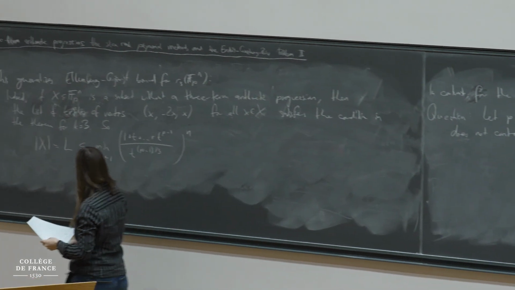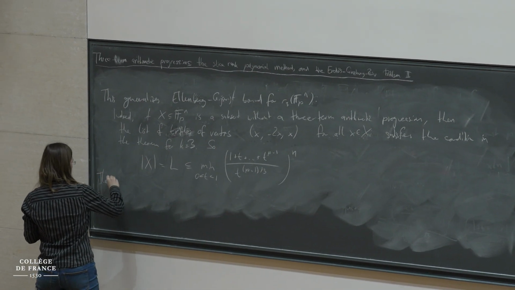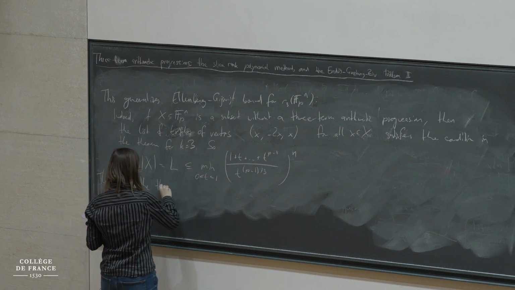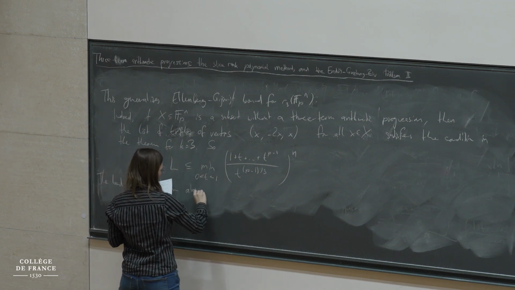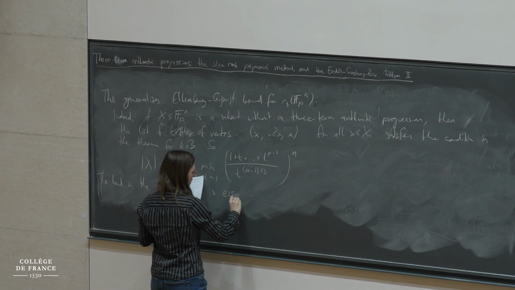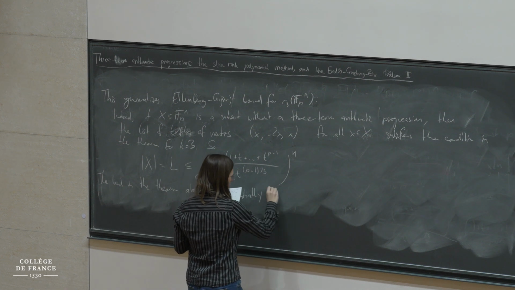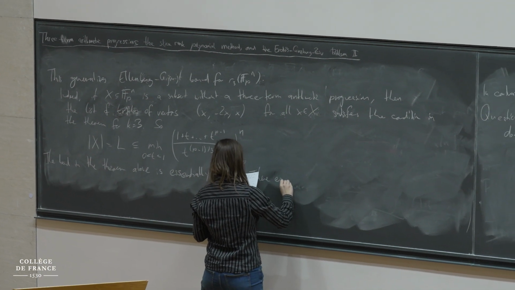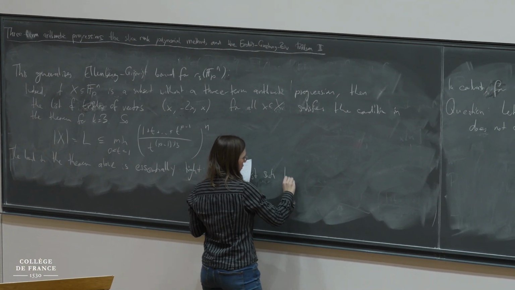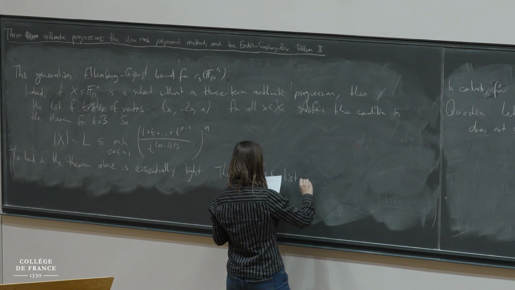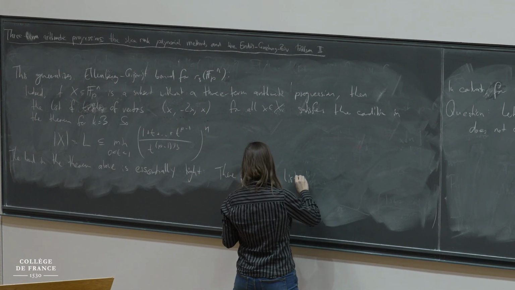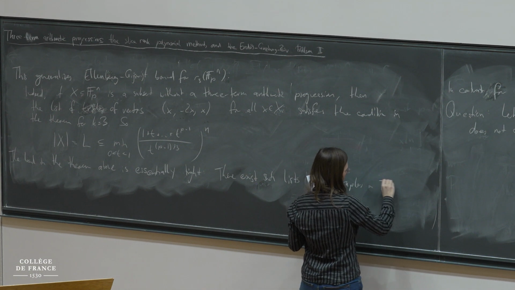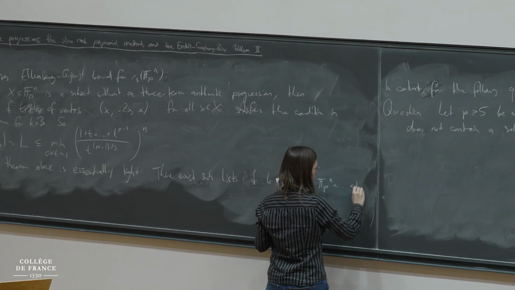So the bound in the theorem above is essentially tight in the following sense, namely, for any p and any k, there exist such lists of k tuples in F_p to the n cross F_p to the n and so on.